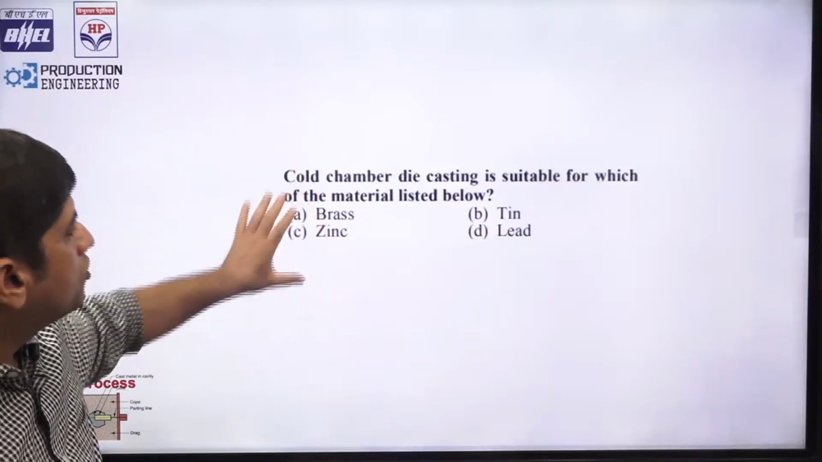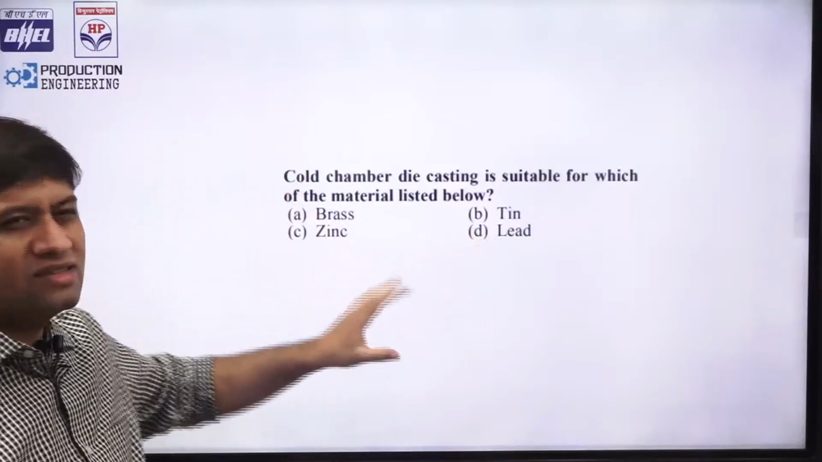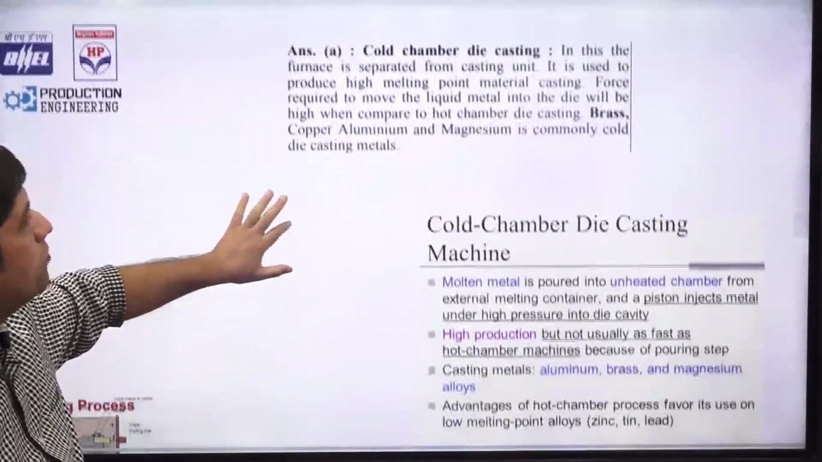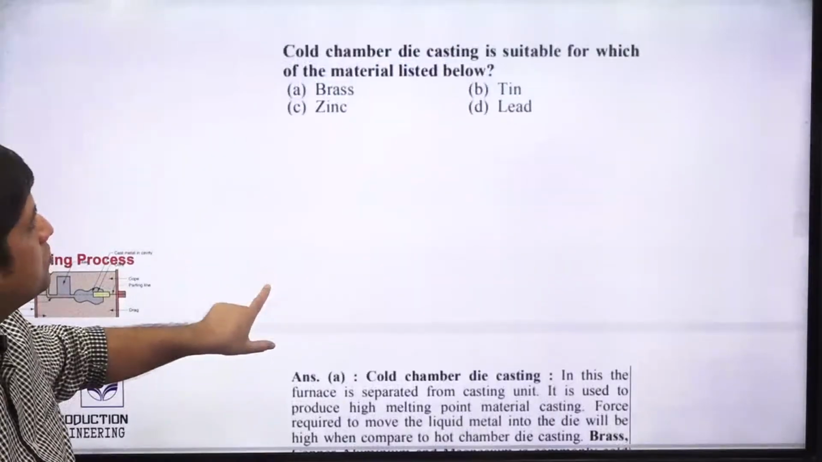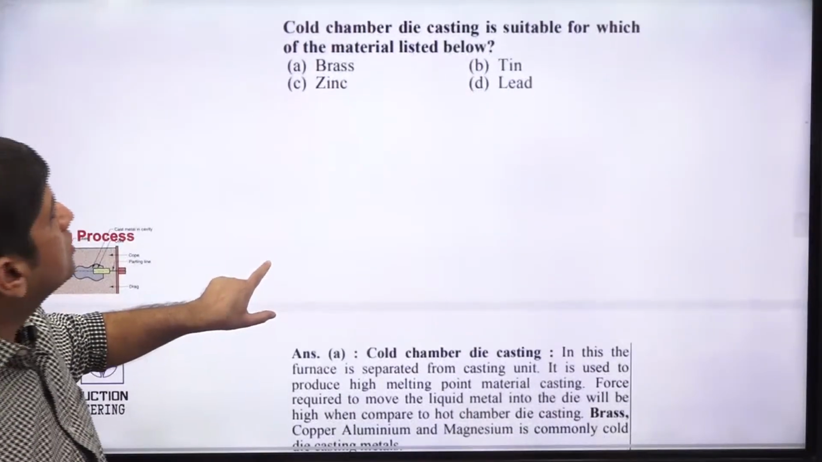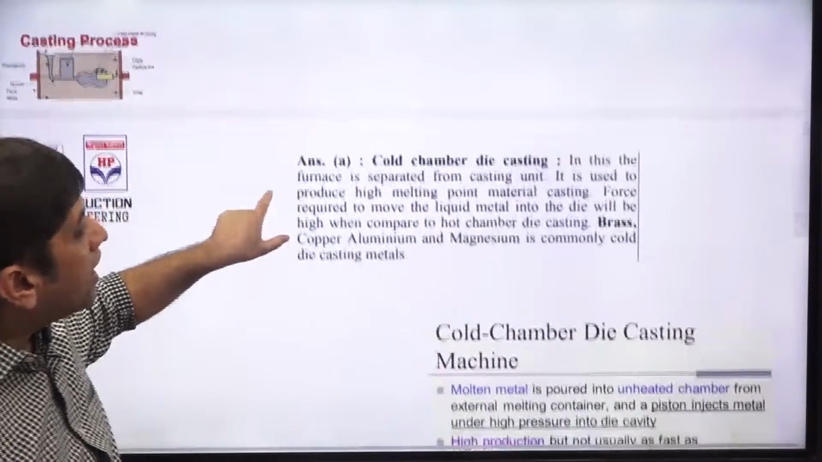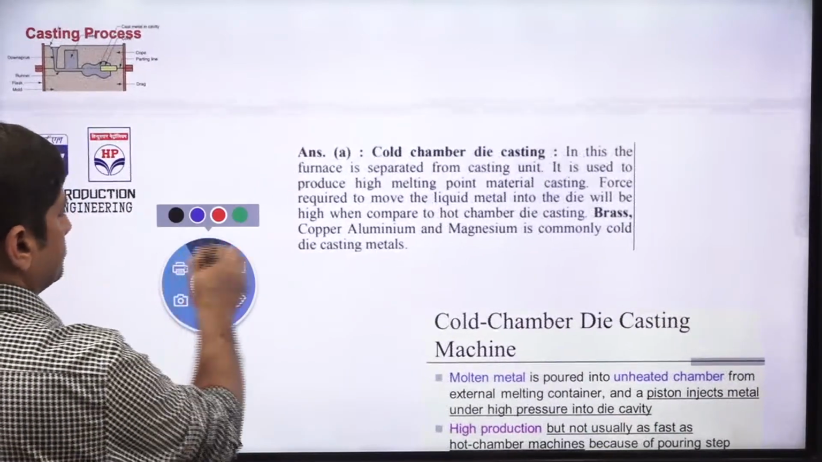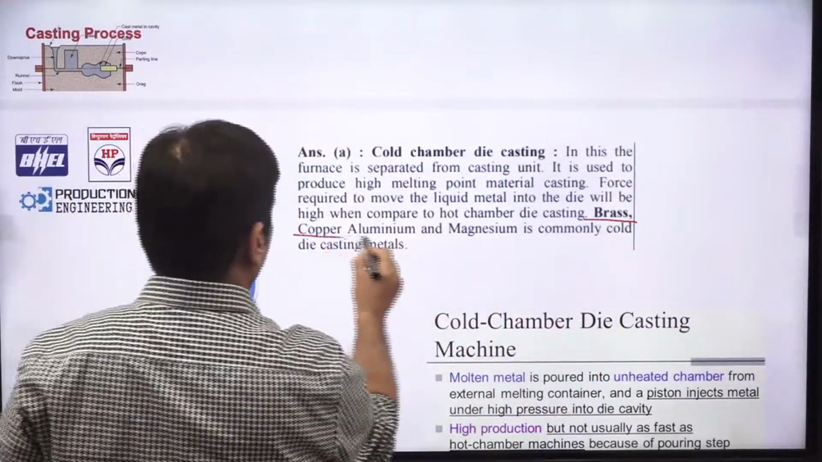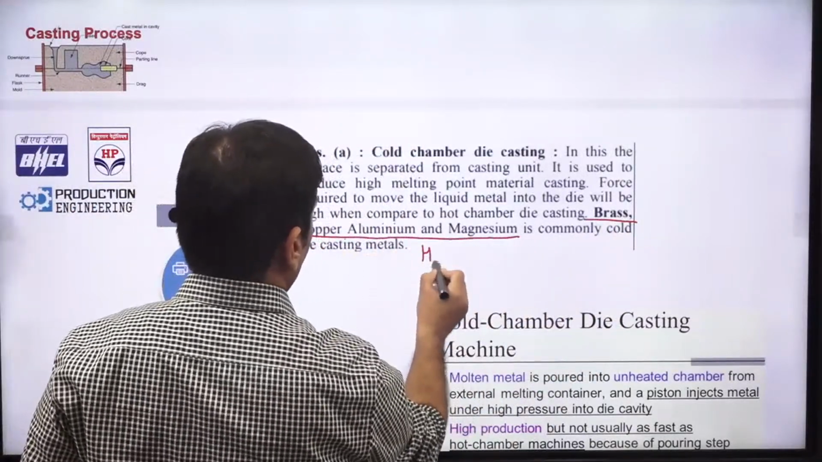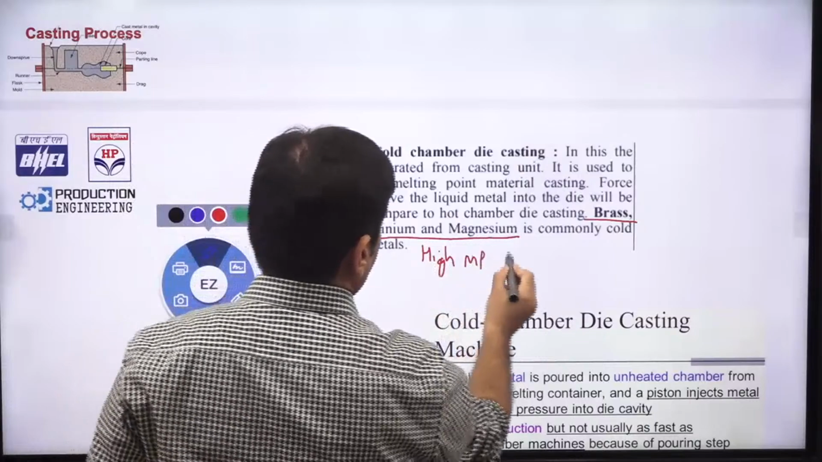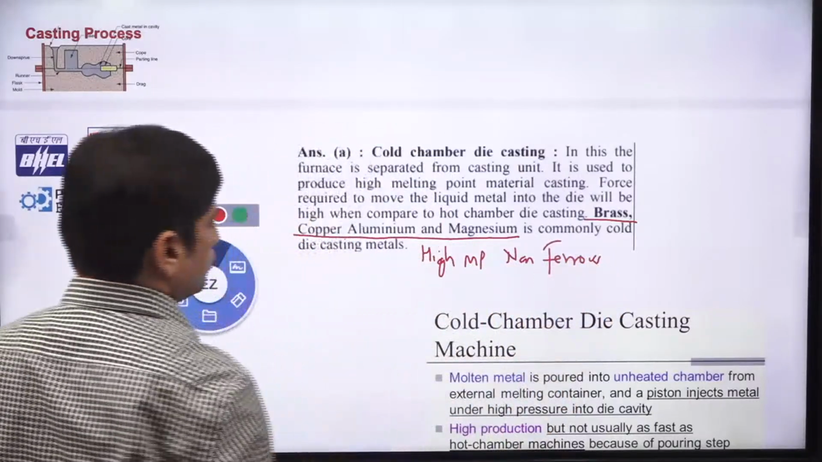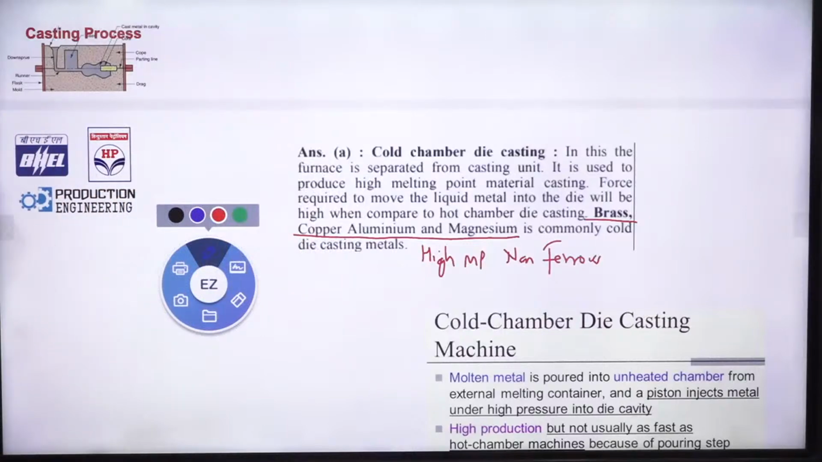So if you see lead, tin, they are low melting point. Brass, zinc, they can be high melting point. So the answer to the question, cold chamber die casting is used for, is high melting point materials like brass, copper, aluminum, and magnesium. Brass, copper, aluminum, magnesium are high melting point non-ferrous materials. And lead, tin, and others are low temperature.